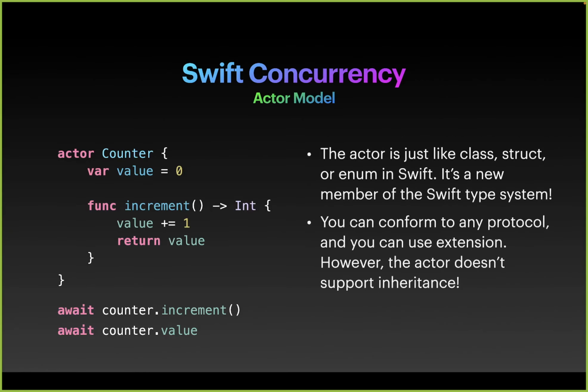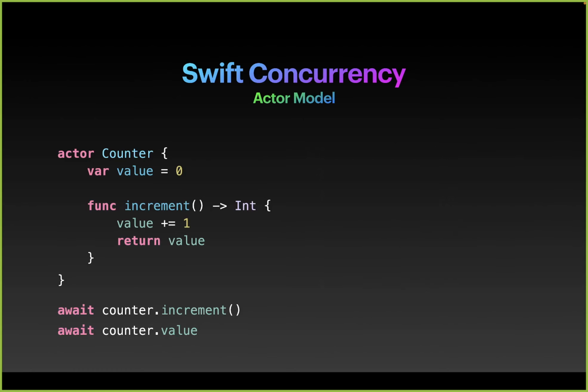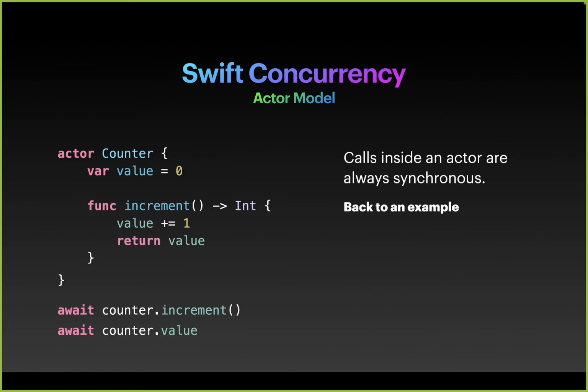An actor is just like a class, struct or enum in Swift. It's a new member of the Swift type system, introduced last year. You can conform to any protocol and use extensions. However, the actor doesn't support inheritance. So it's like a class, it's like a struct, but there are some differences. Also, the calls inside an actor are always synchronized, but we can look at this example next week.